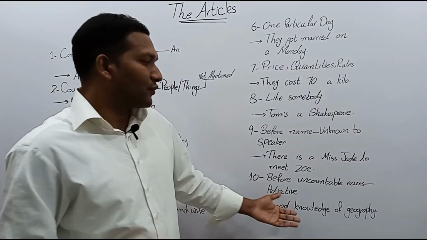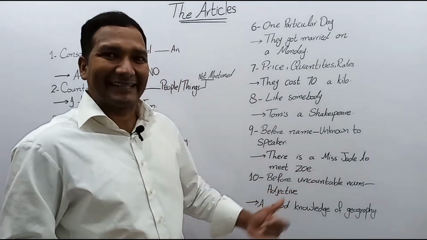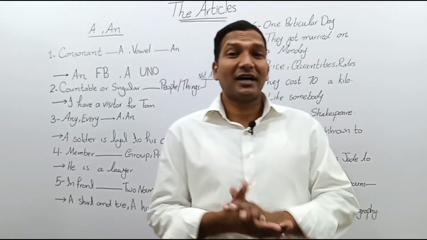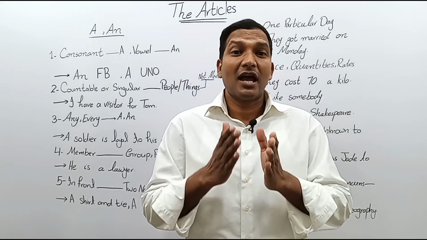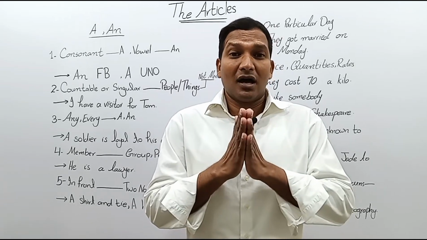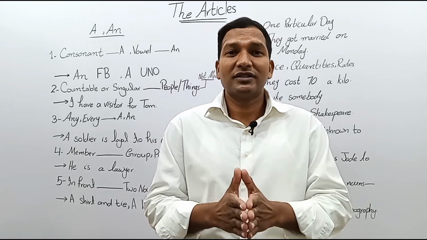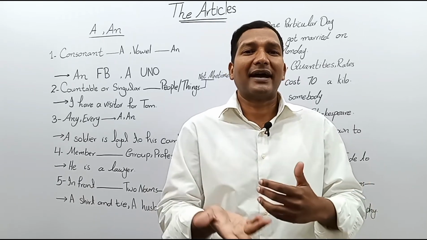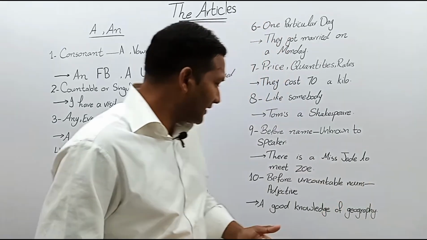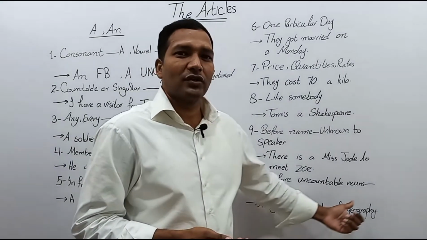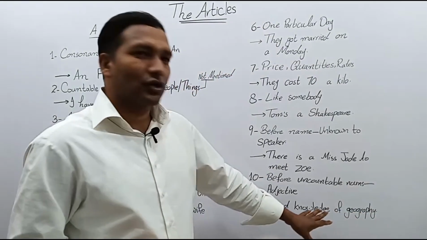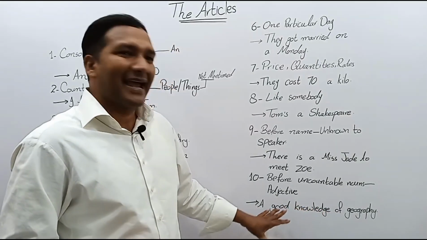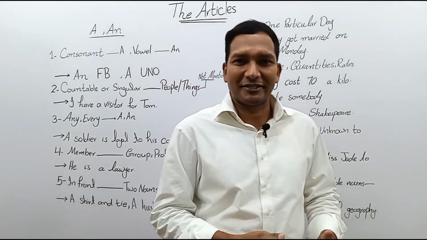Point 10, before uncountable nouns with adjective. Here you have to keep one thing in mind. You can use the article when an uncountable noun has an adjective in front of it or is followed by a phrase. For example, a good knowledge of geography. Here knowledge is uncountable and has good as an adjective in front of it.